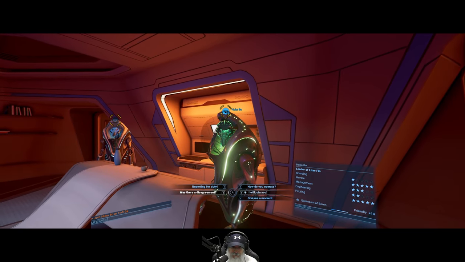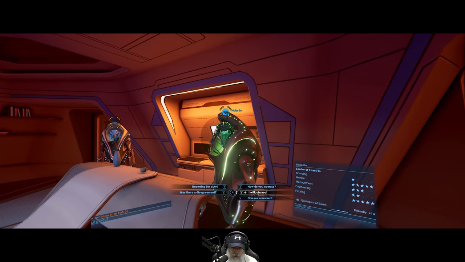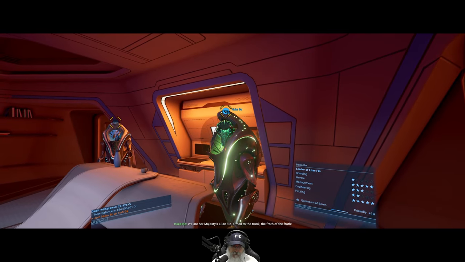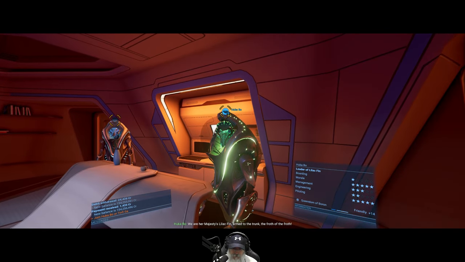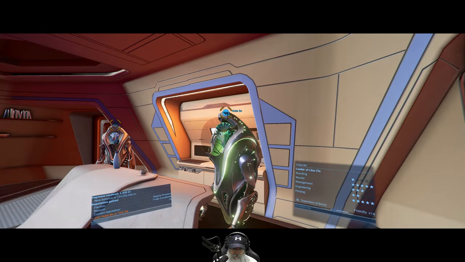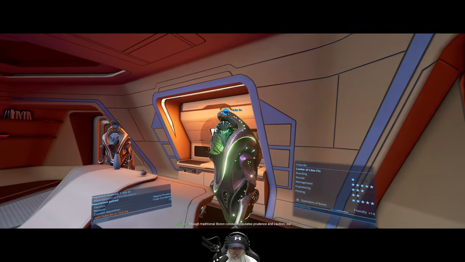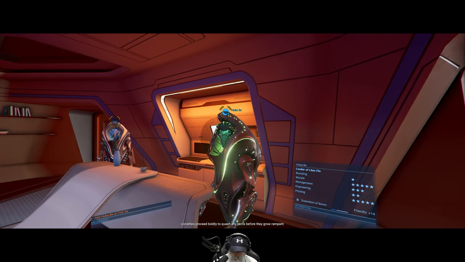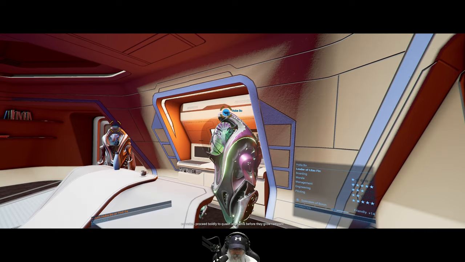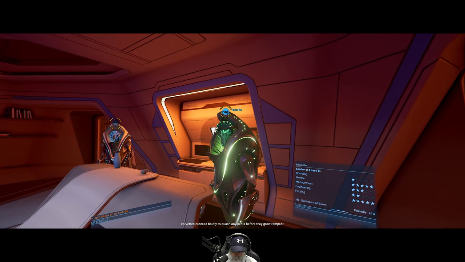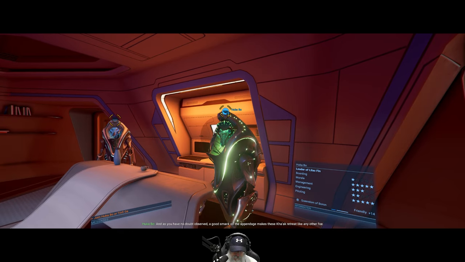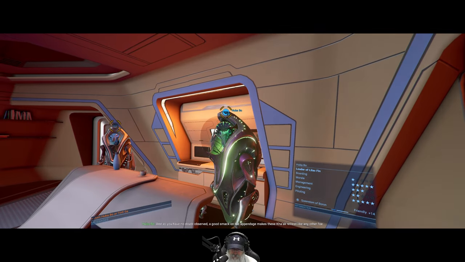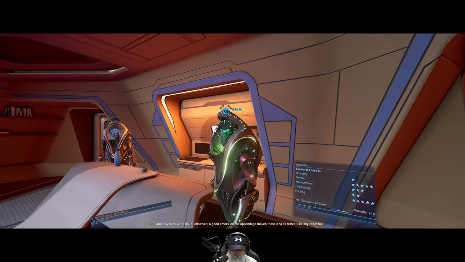Sounds like there was an argument or a disagreement. How do you operate? We are Her Majesty's Lilac Finn, armed to the trunk, the froth of the froth. Though traditional Boron conduct stipulates prudence and caution, our corvettes proceed boldly to quash any perils before they grow rampant. And as you have no doubt observed, a good smack on the appendage makes these Ka'ak retreat like any other foe.